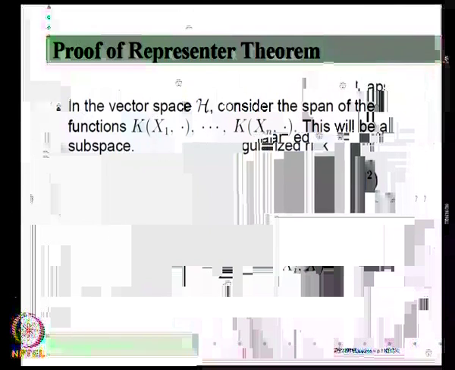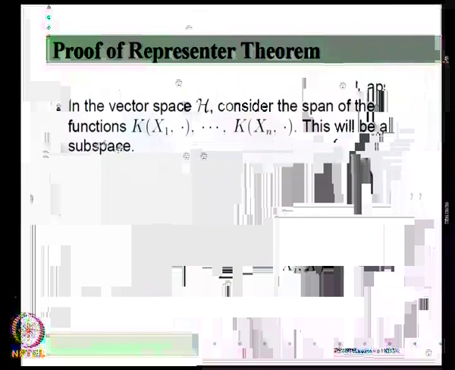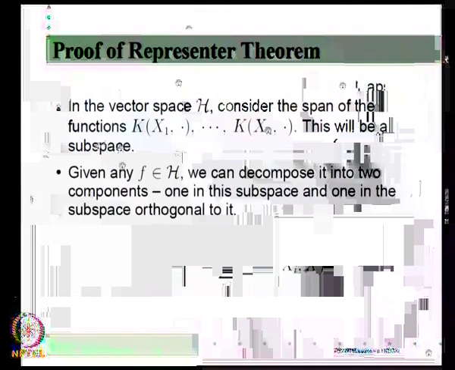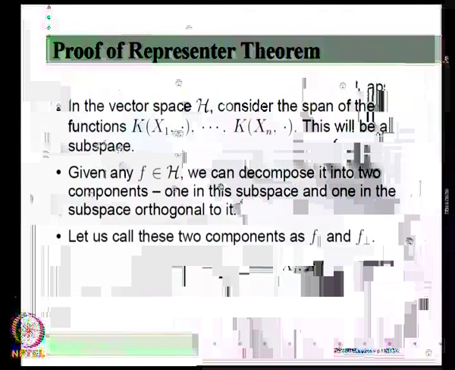In the vector space H, consider the span of the functions k(x_i, ·). So, take the kernel centered at each of the n data points and take the linear span, that is a subspace. Because this is a subspace, given any f in my RKHS, that f can be resolved into the component which is in this subspace and the component that is orthogonal to it. Let us call these two components f parallel and f perpendicular, which means for any f in H and any x in X, because f can be written as f parallel plus f perpendicular, f(x) is f parallel(x) plus f perpendicular(x).